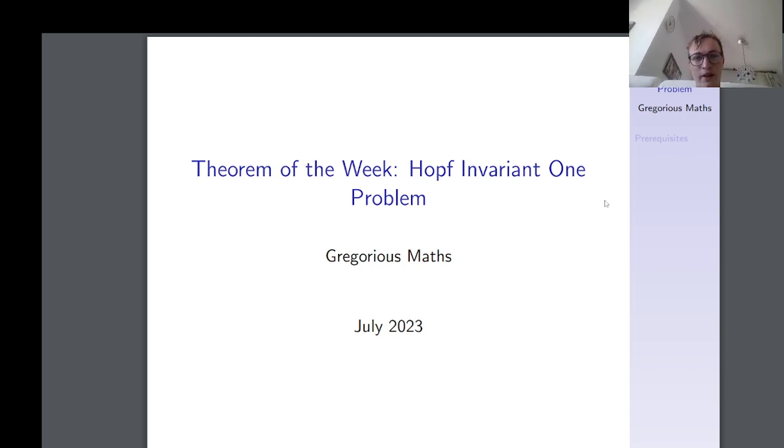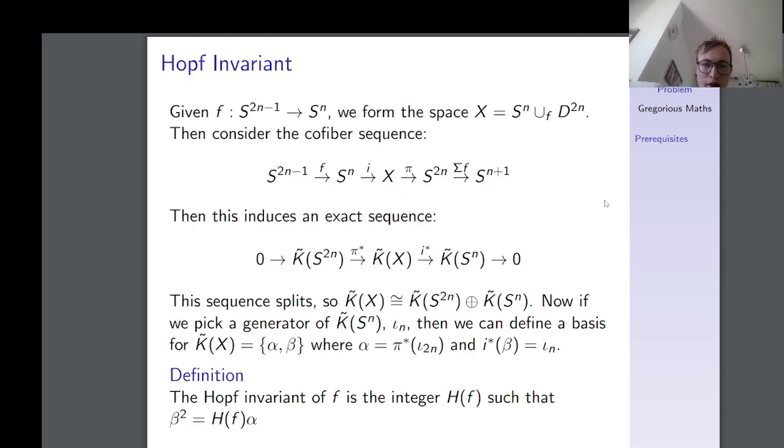Yeah, this theorem of the week today is quite a good one actually, it's quite a spicy one. It's the Hopf invariant 1 problem. And in this video I'm going to be using K-theory to prove it. I know that the original proof by Adams was done with some cohomology operations, but it was later discovered, I think by Adams himself and some others as well, that you can prove it much more easily with K-theory. And so that's the proof that I'm going to be presenting today. So yeah, let's get into it.